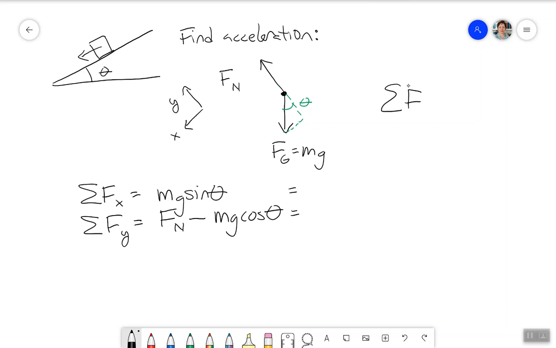Now, the sum of the forces is equal to ma, that's Newton's second law. The sum of the forces on the object is mass times the acceleration of the object. Well, it doesn't have any acceleration in the y direction, so we know that's 0. And we know just from the statement of the problem that the object was accelerating down the slope.